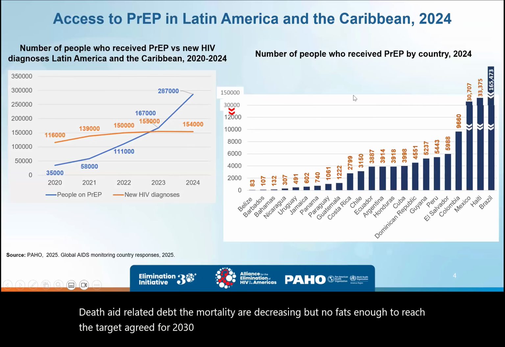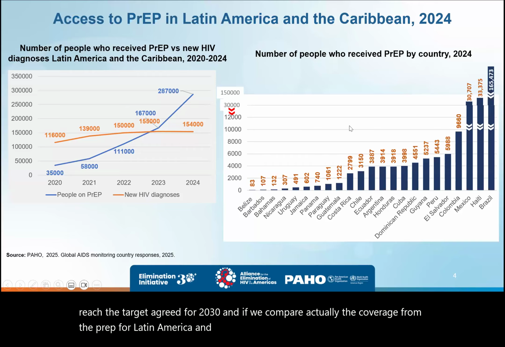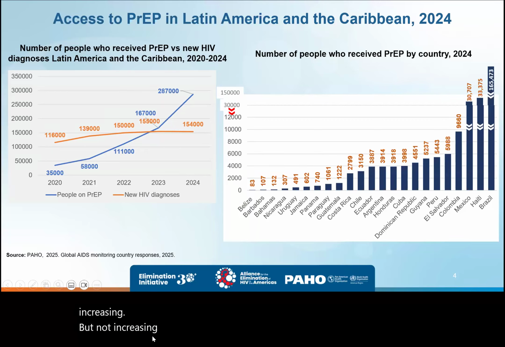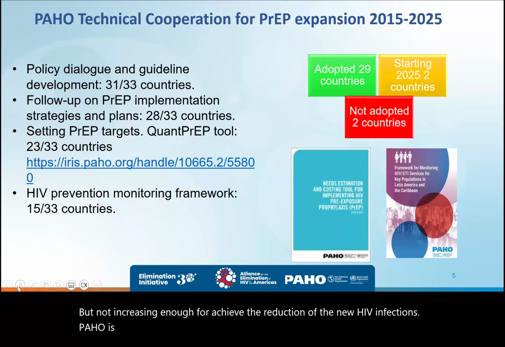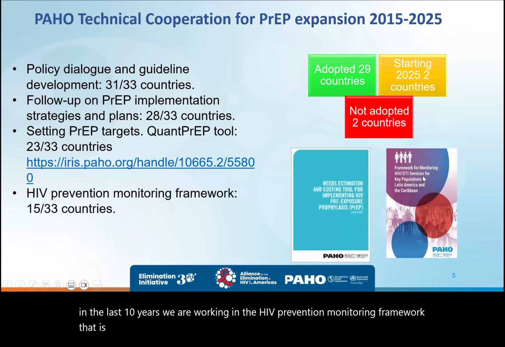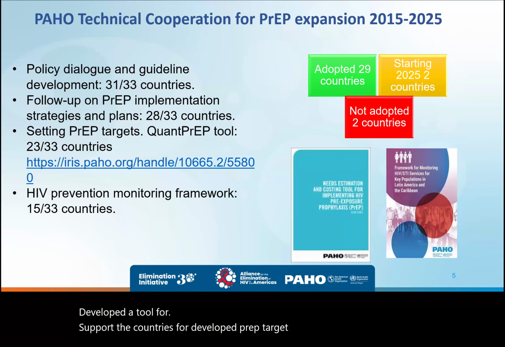If we compare the coverage of PrEP for Latin America and the Caribbean, we see that the numbers are increasing, but not enough to achieve the reduction of new HIV infections. PAHO has been working since WHO released the PrEP recommendations, and in the last 10 years we have been working on the HIV prevention monitoring framework that constructed the cascade for prevention, but also developed a tool to support countries in developing a PrEP target. That was the QuantPrep tool.